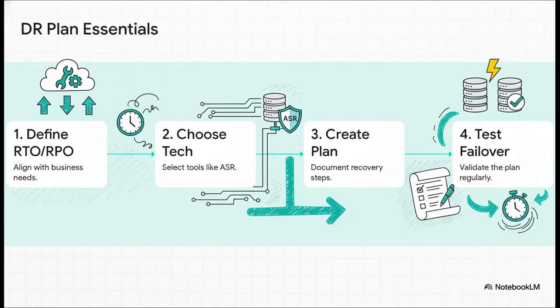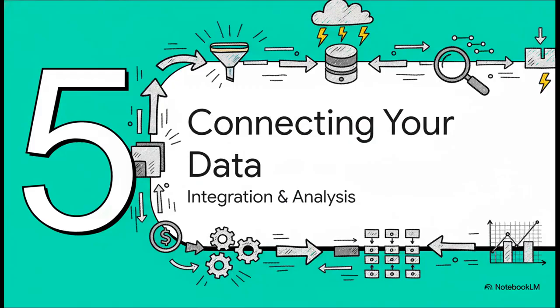So, how do you actually put this all together into a plan? Well, step one, you sit down with the business and you lock down those RTO and RPO numbers. Then you pick your tools for the job, something like Azure Site Recovery. After that, you write down the recovery plan, step by step. And now, for the most important part, the part everyone forgets, you test it. You have to perform a test failover, because let's be honest, a DR plan you've never tested isn't a plan. It's just a wish.